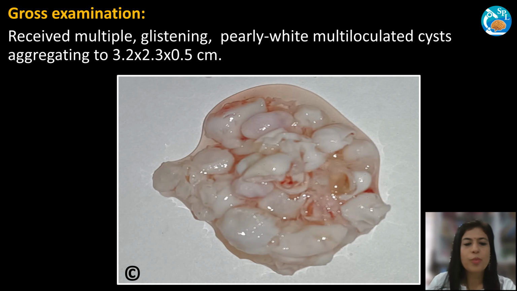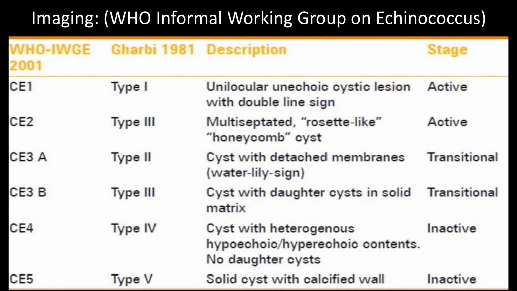So this patient was operated by Dr. Uday Ghate, neurosurgeon, and Dr. Salim Lad, and we received multiple glistening pearly white multiloculated cysts, WHO grade 2, aggregating to almost 3.2 x 2.3 x 0.5 centimeters. Now, this is the WHO classification.